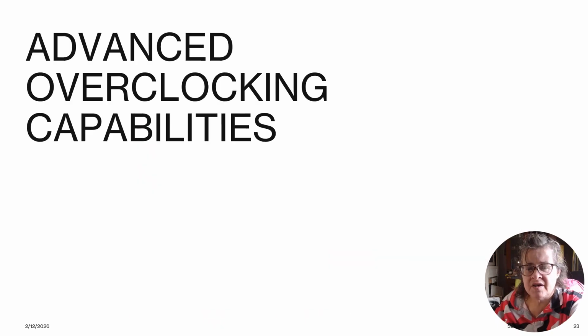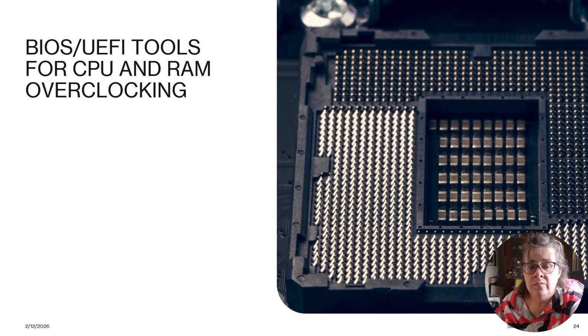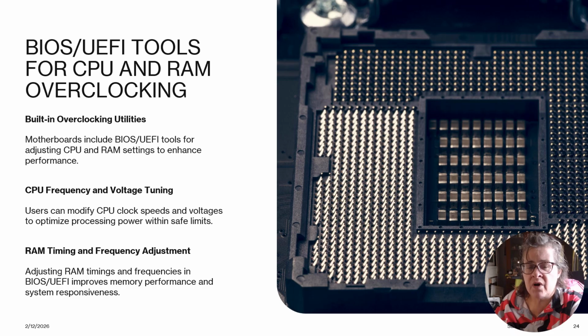The following section explores tools and safety features that enable users to push CPU and RAM performance beyond default specifications while protecting hardware integrity. Motherboards provide inbuilt overclocking utilities within BIOS UEFI to adjust frequencies, voltages, and timings for CPU and RAM, enabling performance choices tailored to user needs.